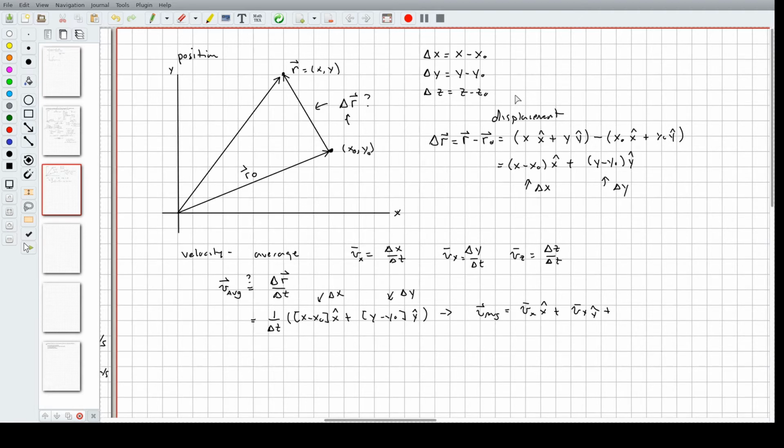So what we have is this. Given that our position looks like x, x hat, y, y hat, and maybe even z, z hat, I'll throw that in there, that our displacement is just r minus r naught. And that average velocity is how your displacement changes, or how your displacement over time, rather. So the forms are the same. They're the same.